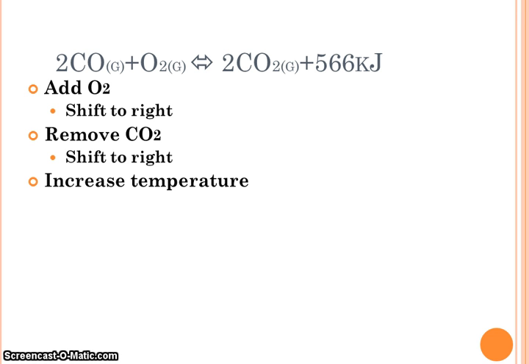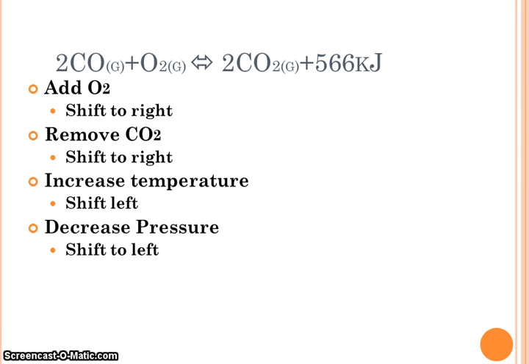If we increase the temperature, and this is an exothermic process, we're going to shift to the side that uses up some of that energy, so we'd have to shift to the left. If we decreased the pressure, we would want to increase the pressure by shifting to the side with the most moles of gas. We have 3 moles of gas on the reactant side, 2 moles of gas on the product side. So for this particular example, we would see a shift to the left.